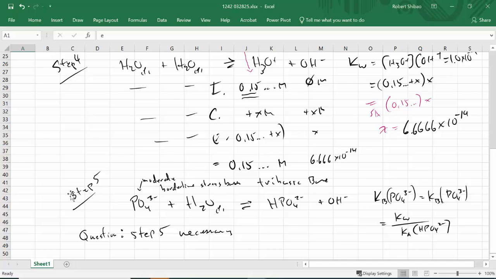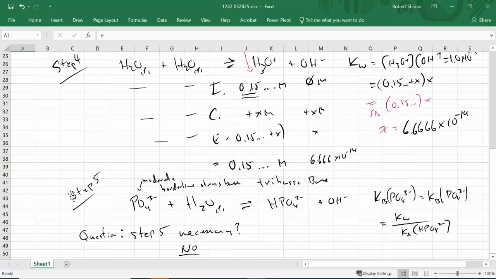What do you think? I mean, phosphate is pretty borderline strong. Should I do step 5 and figure out how much hydroxide I get from phosphate? No. The no? Okay. That's the correct answer. Is it necessary? No. Now, what is the reason why it's not necessary?